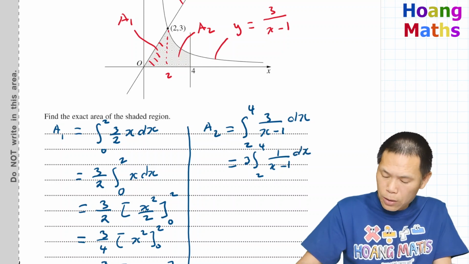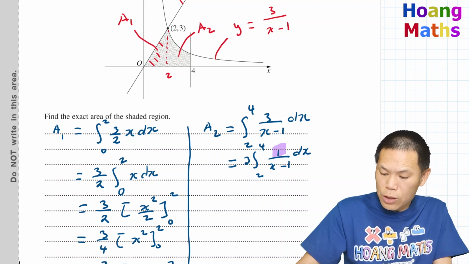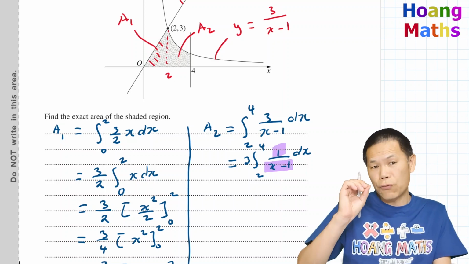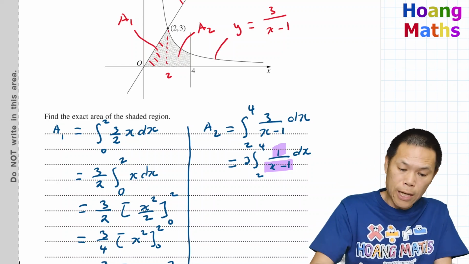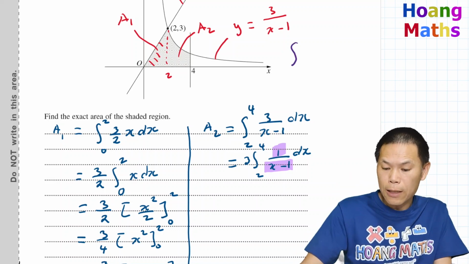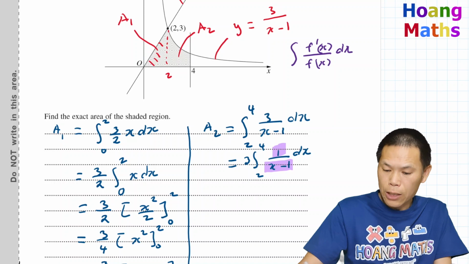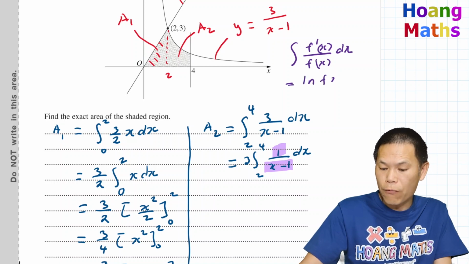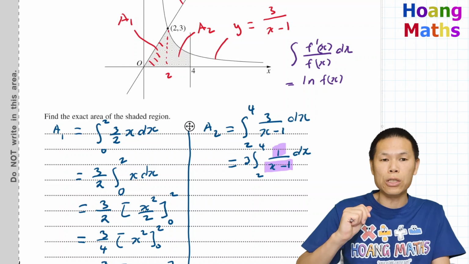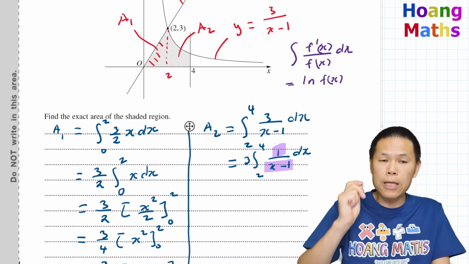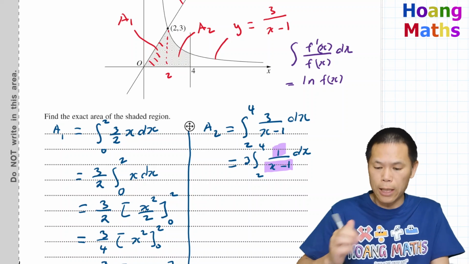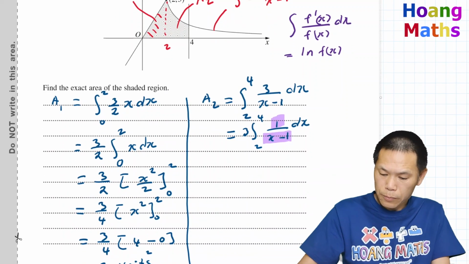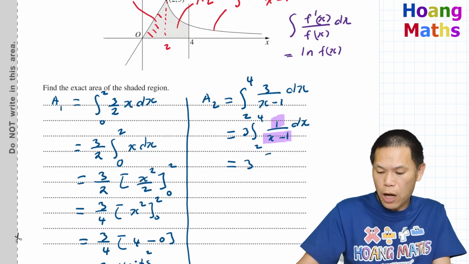And don't forget the numerator. If you differentiate the denominator, x minus 1, that gives me 1. In other words, if we integrate f dash x over f x dx, that will give me ln f of x, and we add a constant c, of course. But in this case, we don't have to because it's definite integration, so we can ignore the c. So that will give me 3 ln of x minus 1, from 2 to 4.